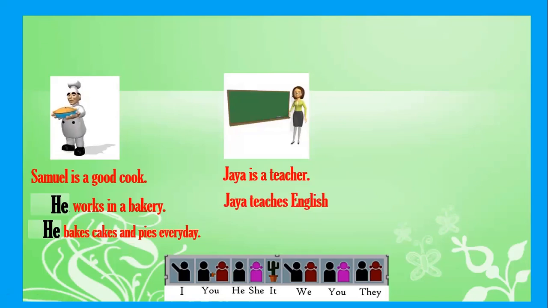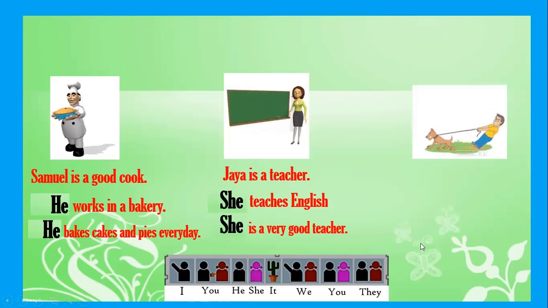Jaya is a teacher. Jaya teaches English. Jaya is a very good teacher. We all know that Jaya is a female. So to avoid the repetition of the name, we can replace it with the word she in the second sentence. As we are talking about the same person, we can replace the name Jaya in the third sentence with the word she. Here is one last example for you children.